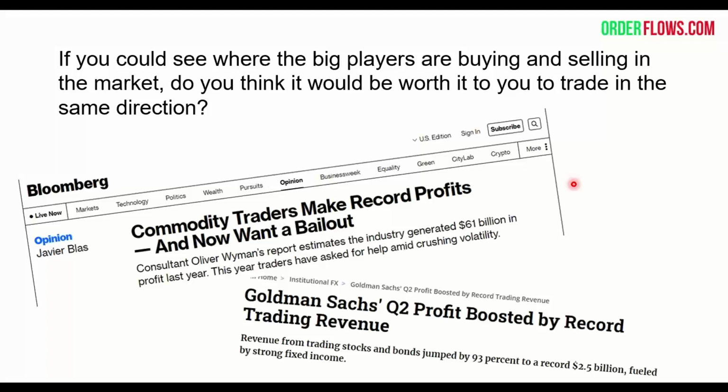Actually, they do a lot of prop trading as well. Goldman Sachs always, record profits. They make the news once in a while. Oh, profits are down. So instead of $2.5 billion, they make $1.5 billion, but they still make a lot of money. So if you could see the direction and see what these guys are doing and know how to read it in the market, that's something that should be very, very useful to you as a trader.